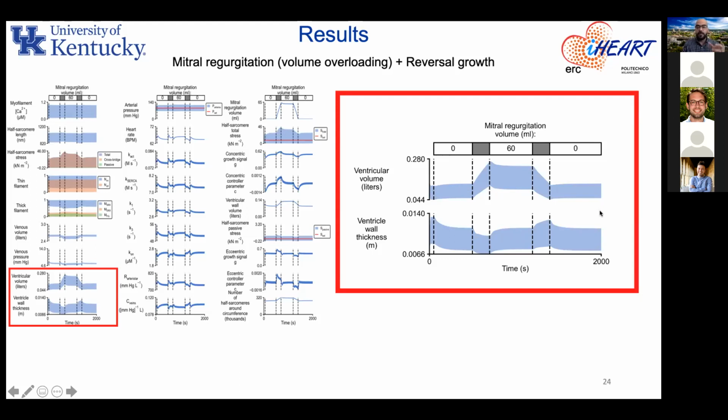So the model was able to capture the reversal of growth, as an example of, for example, surgery of the mitral valve, where we expect to see how the left ventricle would remodel after the surgery.